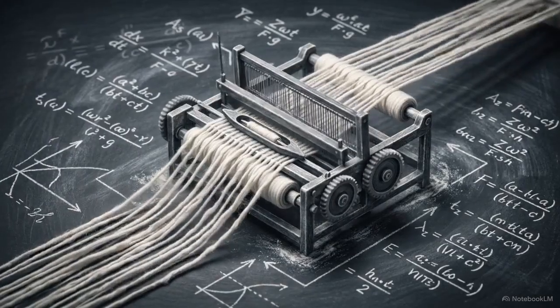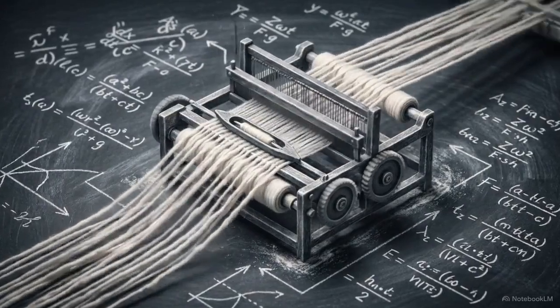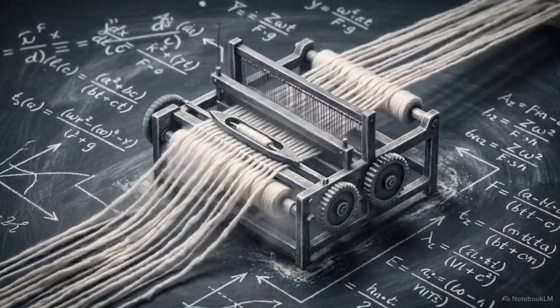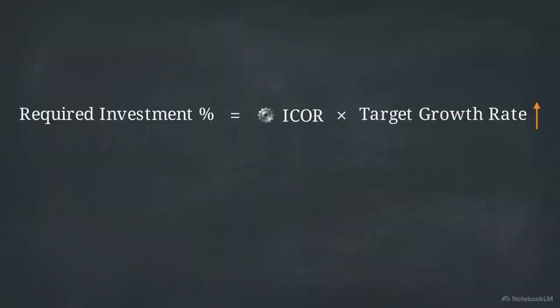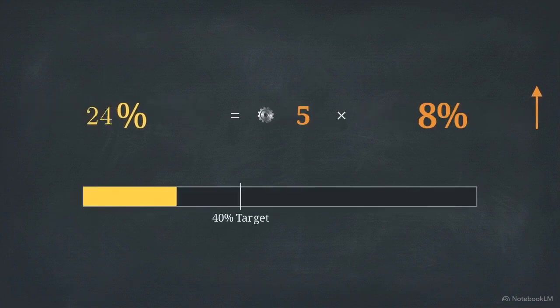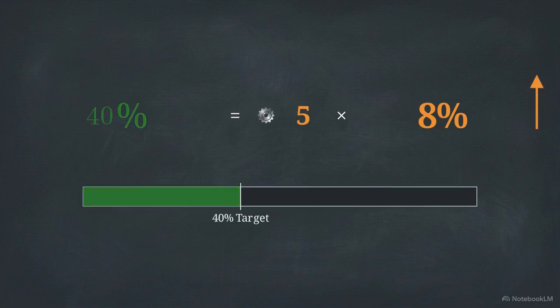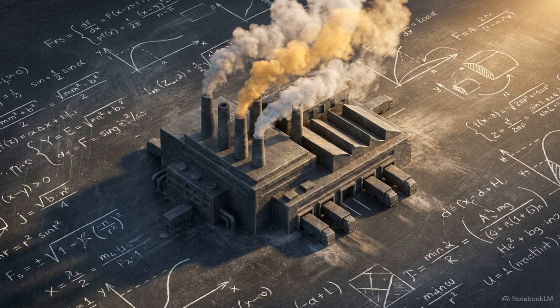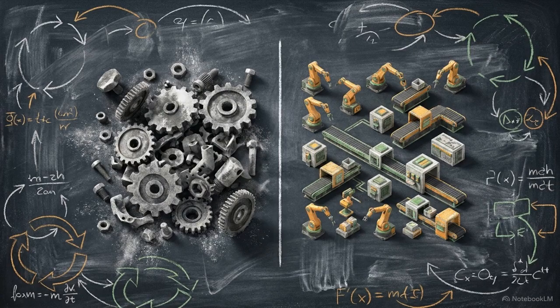Beyond total growth, we must measure how efficiently capital is used. We do this through ICOR, the incremental capital output ratio. The relationship is fixed. The required investment percentage equals ICOR multiplied by the target growth rate. If India's ICOR is 5, achieving an 8% growth target requires a 40% investment rate. This efficiency determines potential GDP, the maximum output a nation can reach using its current resources without triggering inflation. Lowering ICOR is the only way for a nation to grow its potential without hitting that inflationary ceiling.